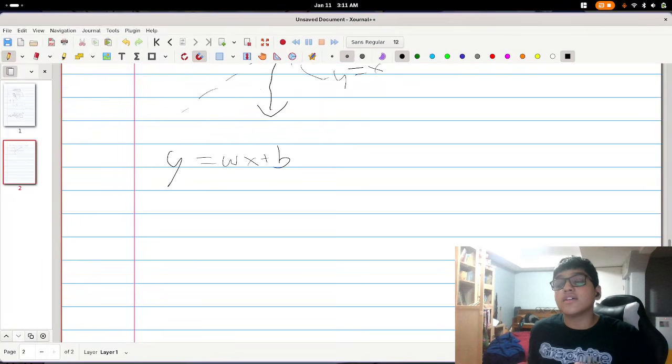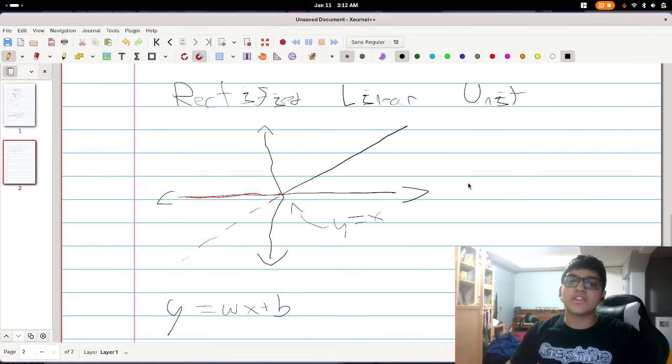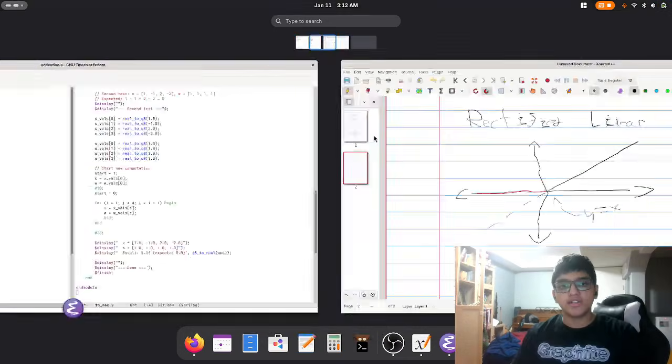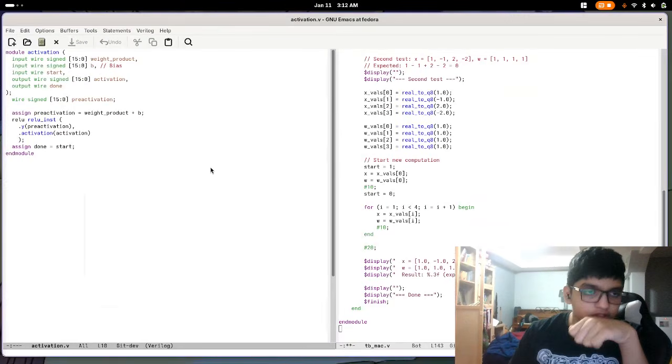Fun fact, without this activation function, a single neuron is just a line. Isn't that cool? Because this is just y, right? Sorry, m. This is the slope of the function, and this is the y-intercept. Yeah, I know. That is just sort of interesting.